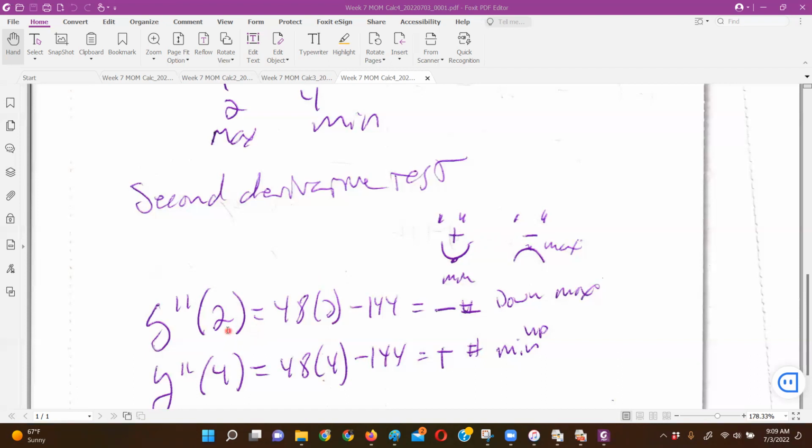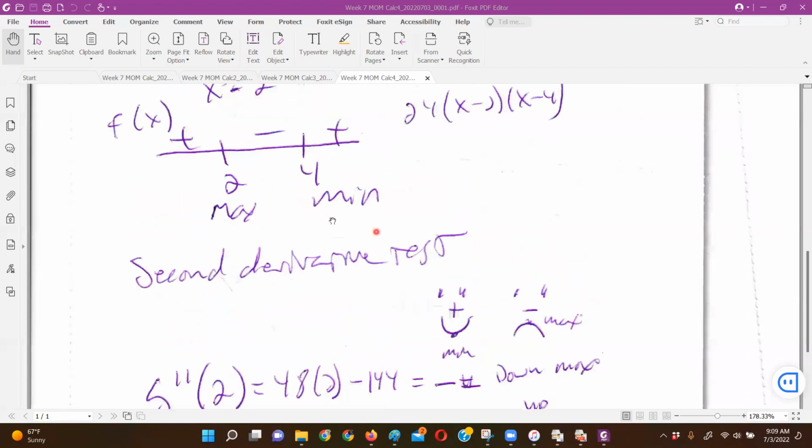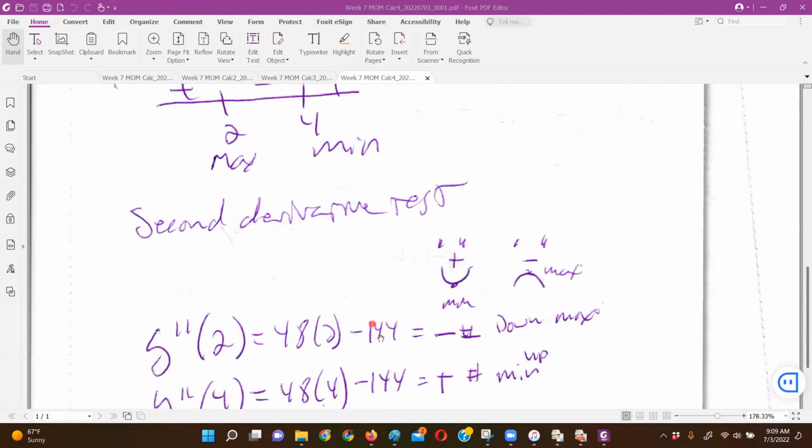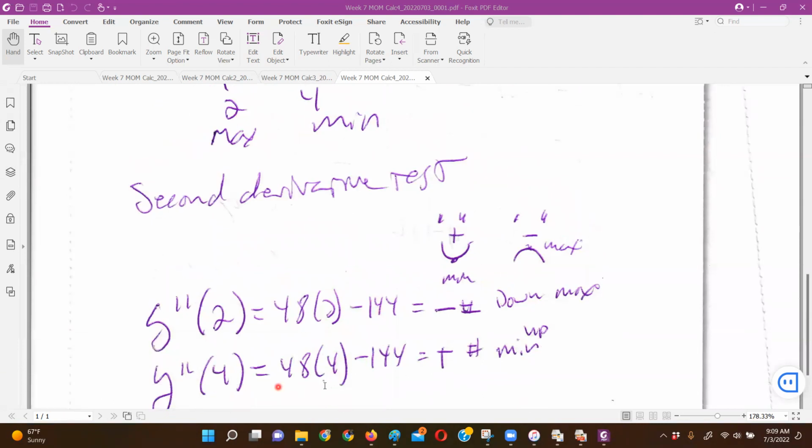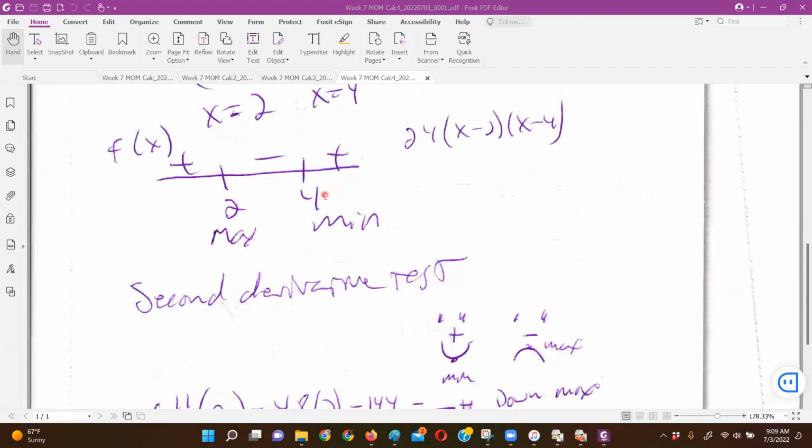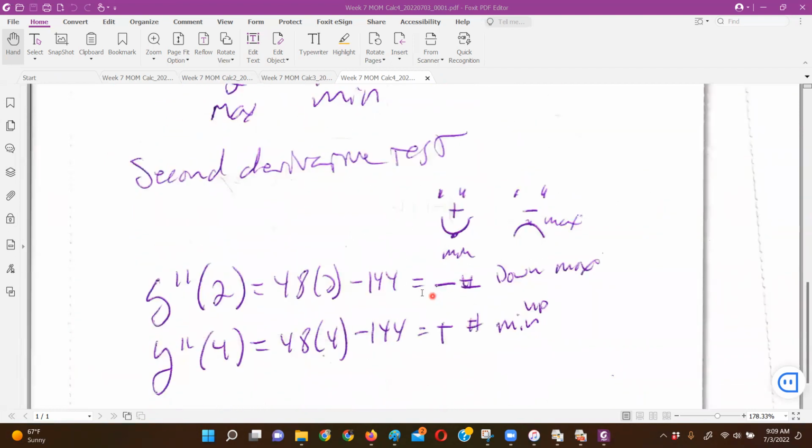So G prime of 2, I dropped in 2 because that's the first critical value. Well, that's a negative number. That means the function's concave down. It's going to be a maximum. Of course, that's what we came up with using the first derivative test. And then I dropped in 4. It's positive. That means the function's concave up, and that makes it a minimum. And of course, that's what we got using the first derivative test. So that's the findings that I came up with here.